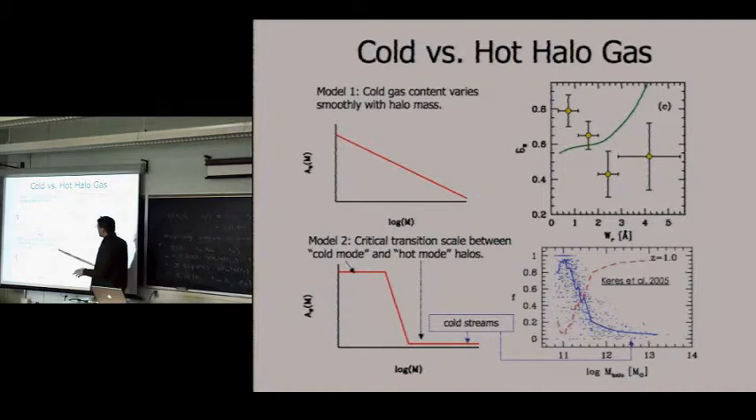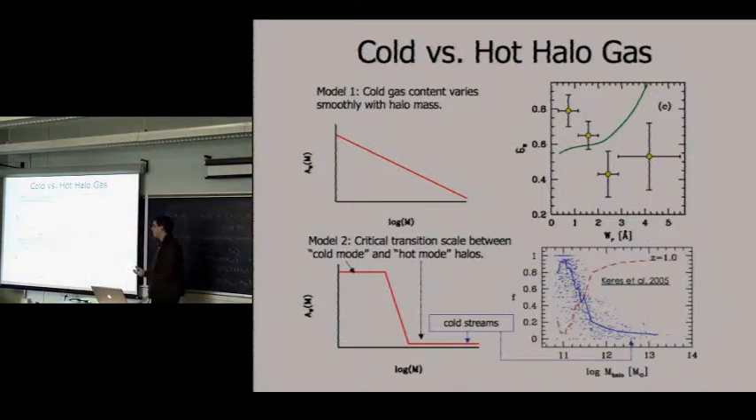So we try this other model, where instead of just some freely varying function of halo mass, the amount of cold gas in the halo has a critical transition between where most of the gas in the halo is predominantly cold to where suddenly, all of a sudden, most of the gas is predominantly hot. There is a critical transition between cold mode and hot mode. And this is coming from recent ideas about halo gas from authors like Dekel and Birnboim, or simulations done by Dekel, Sari and collaborators, where they find that at low masses, you can't actually get this virial shock heating at the edge of the halo.